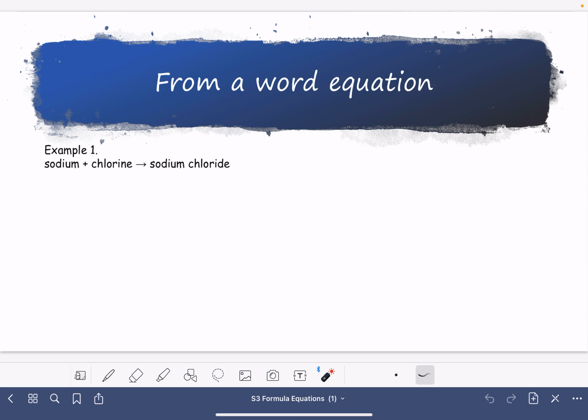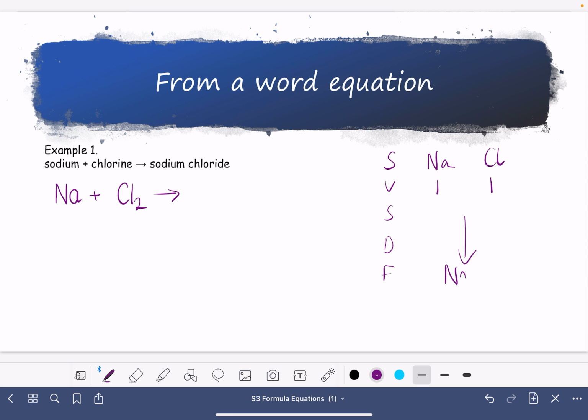We don't have any Roman numerals or prefixes or anything, so we can just calculate that formula using our SVSDF rules. So this one is going to be sodium is Na plus Cl2 arrow, and then let's work out sodium chloride with SVSDF. So sodium and chlorine, well, sodium's in group 1, chlorine is in group 7, so actually now we can skip down to the bottom and just write NaCl. So that's the formula for sodium chloride. And that's our formula equation complete there.